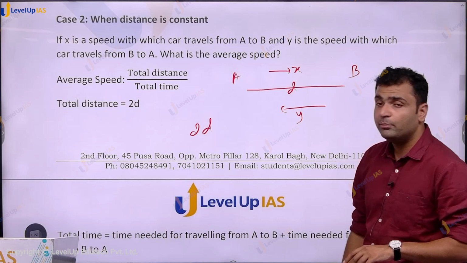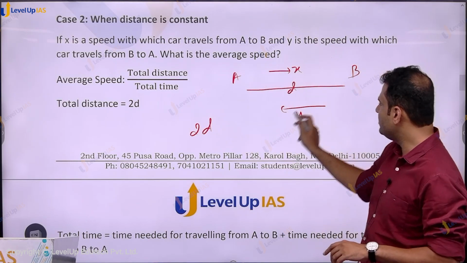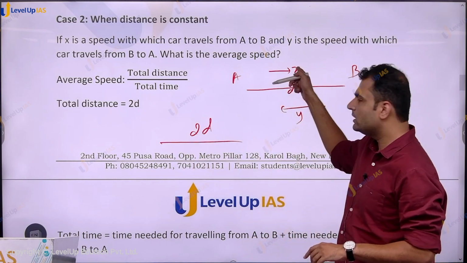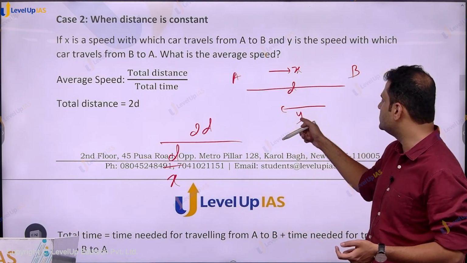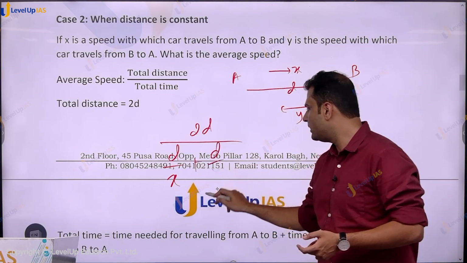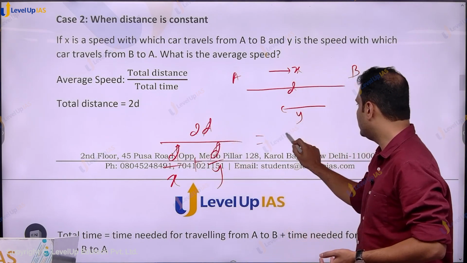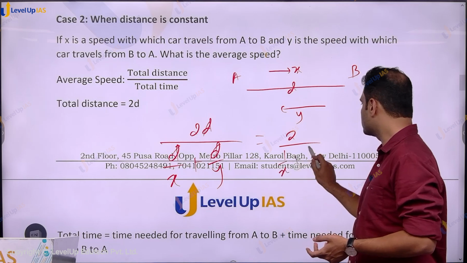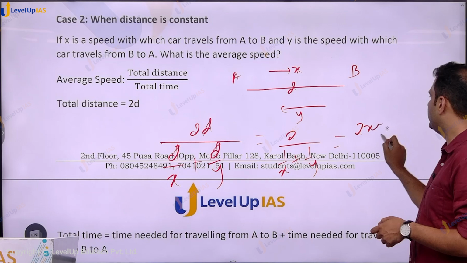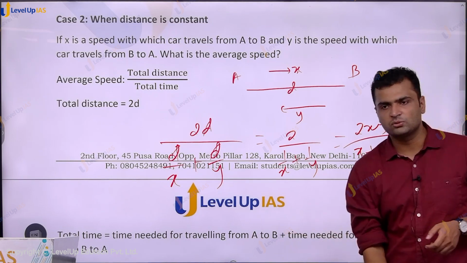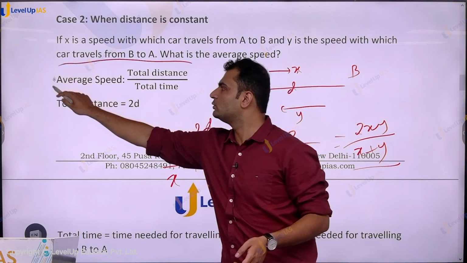Now, what is the total time? Total time is onward time plus return time. How much time for onward journey? Distance by speed, that is the time, which is d by x. And what is the time taken for return journey? Distance upon y. The d can get cancelled, and you have 2 upon 1 by x plus 1 by y. If you further want to simplify, it will be 2xy by x plus y. So it is not x plus y by 2, it is in fact 2 by (1 by x plus 1 by y).